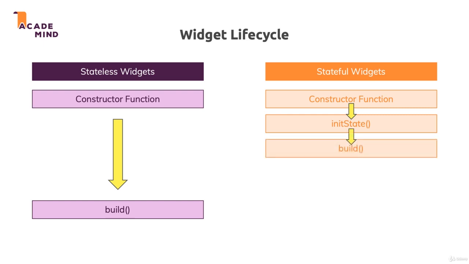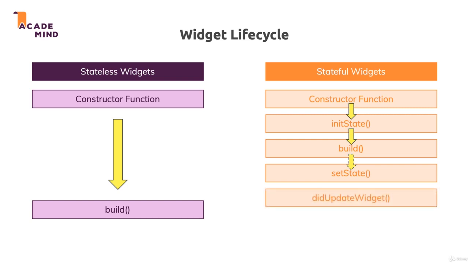Thereafter, we have the build method which executes. Now you can always call setState to update the widget and rebuild it. And in that case, or when the widget is rebuilt because its parent widget build method was called, in which case all child widgets are rebuilt as you learned, then didUpdateWidget executes. So that's another method you can add in your state object, which is triggered whenever the widget that belongs to that state was updated. And then thereafter again build runs.